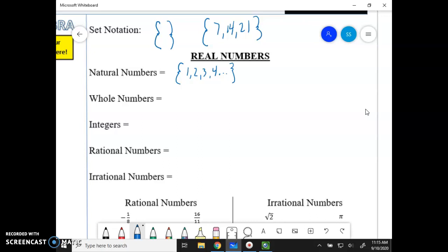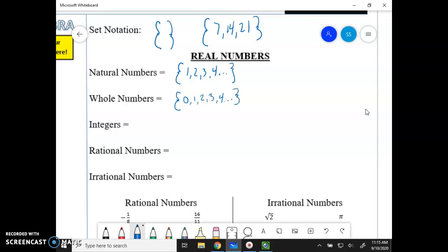And then whole numbers, pretty much the same thing, except it includes 0. So 0 is a pretty big discovery in math, to represent the absence of having something. If you have 0 chickens, right? Or 0 goats, something like that. So pretty much the same as natural numbers. It just includes 0 as well. All right.